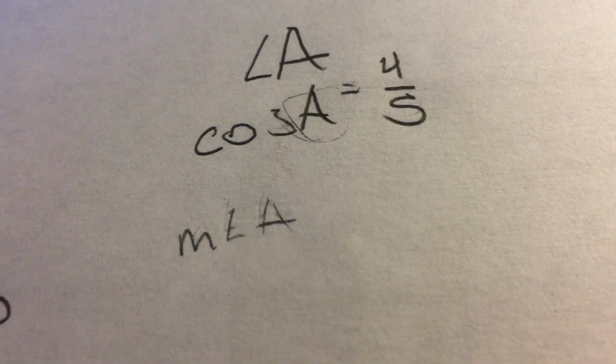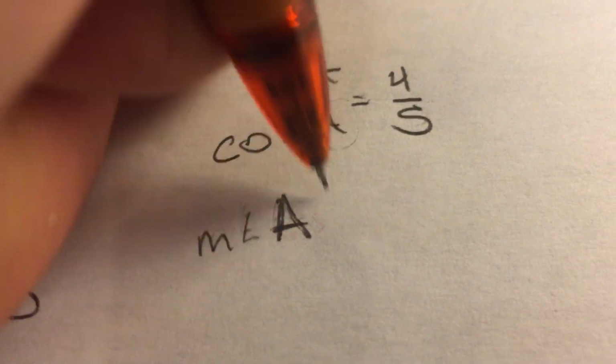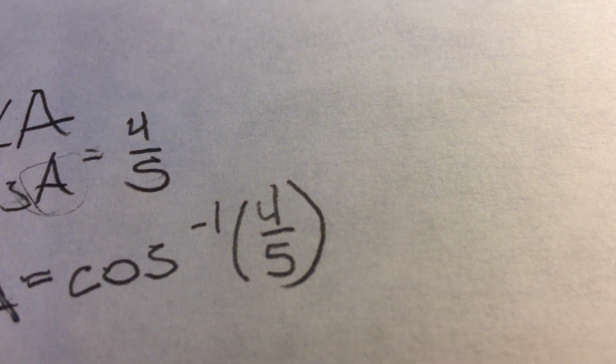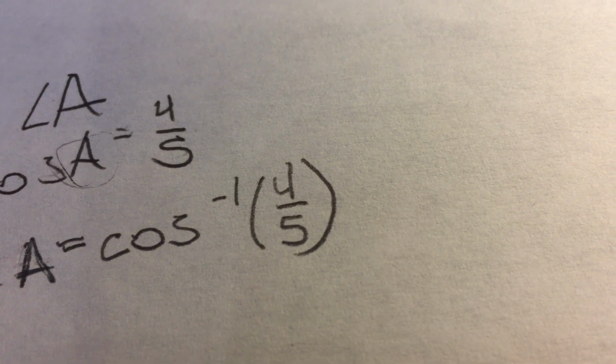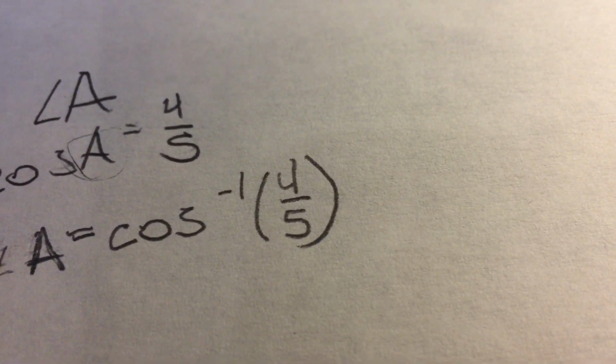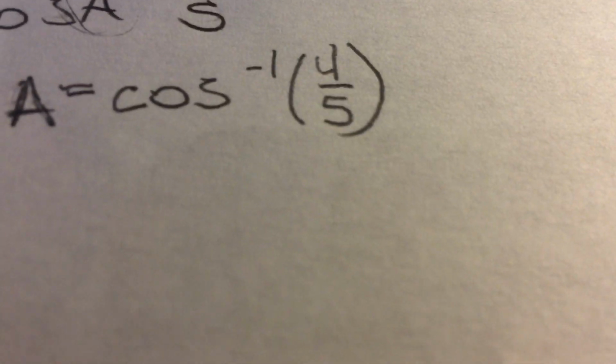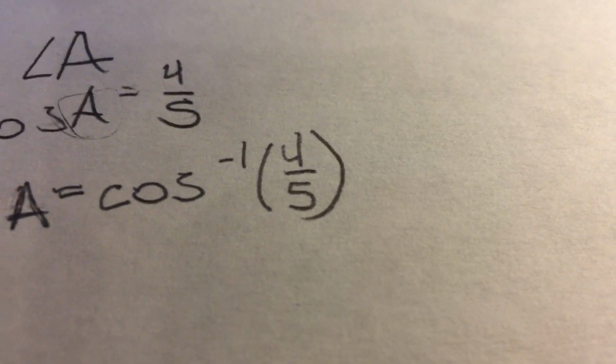5. But since we're looking for the angle measure of A, we're gonna rewrite this equation. We're gonna change this equation to the measure of angle A equals the inverse cosine of 4 over 5. That's how you say it. Inverse cosine of 4 over 5.